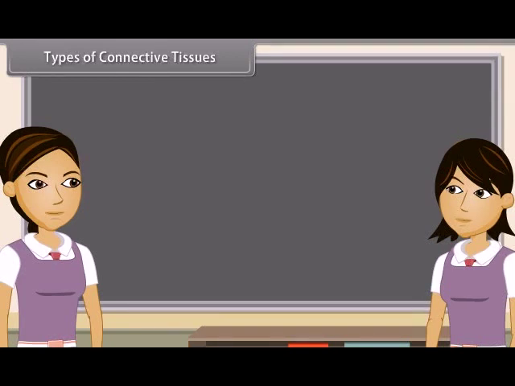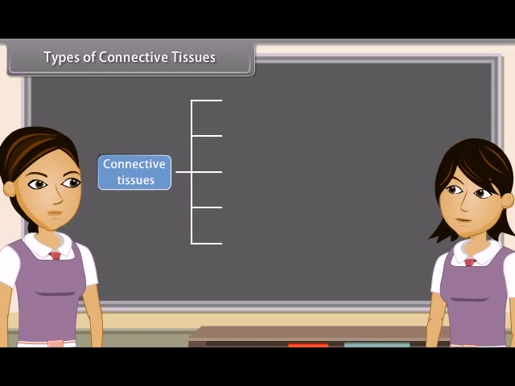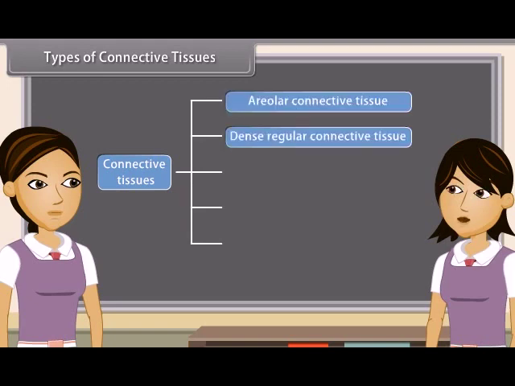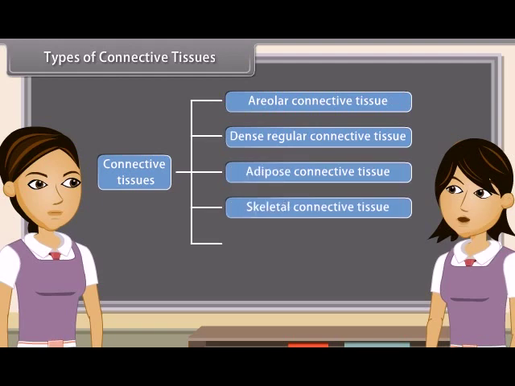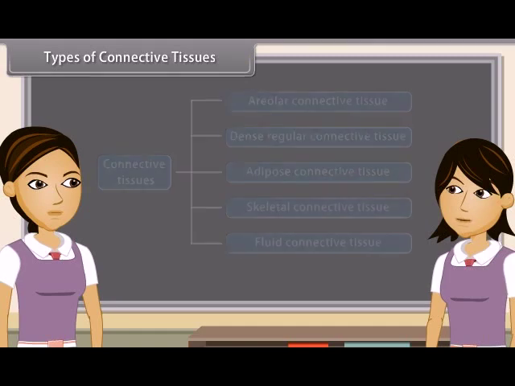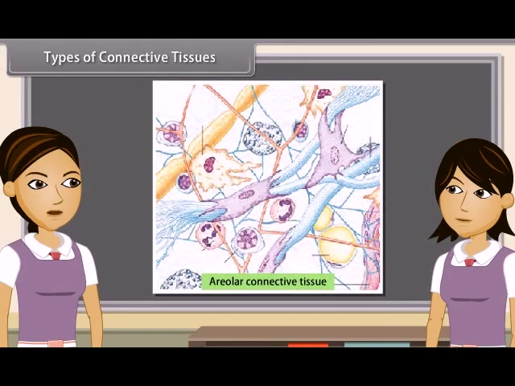Types of connective tissues. Madhuri, do you know how many types of connective tissues are there? Yes, in animals, there are mainly 5 types of connective tissues. Areolar connective tissue, dense regular connective tissue, adipose connective tissue, skeletal connective tissue, fluid connective tissue. Areolar connective tissue is a loose and cellular connective tissue. Matrix of areolar connective tissue contains white and yellow collagen fibers.